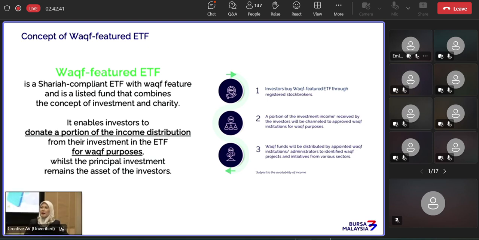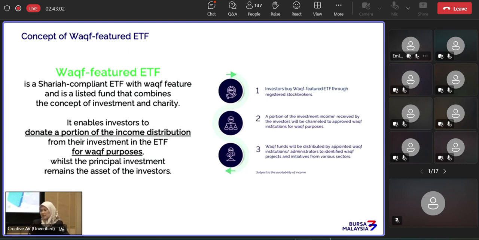So it enables investors to donate a portion of their income distribution from their investment in ETF for Wakaf purpose. For example, today I invest 1,000 ringgit in Equate Wakaf ETF. Okay, so when it comes to income distribution, it's already mentioned in this prospectus. It says that 50% of my income will go to Wakaf, and I will receive another 50% as my returns.